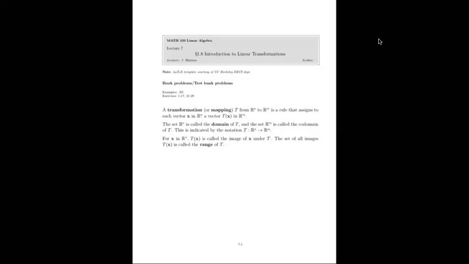Section 1.8 introduces linear transformations. This is perhaps one of the most important sections that we'll cover in the course, with the fact that linear transformations are really useful mathematical objects, and transformations in general are used constantly throughout math, physics, and science, and linear transformations are a really important special case of that. So let's first mention what a transformation is.